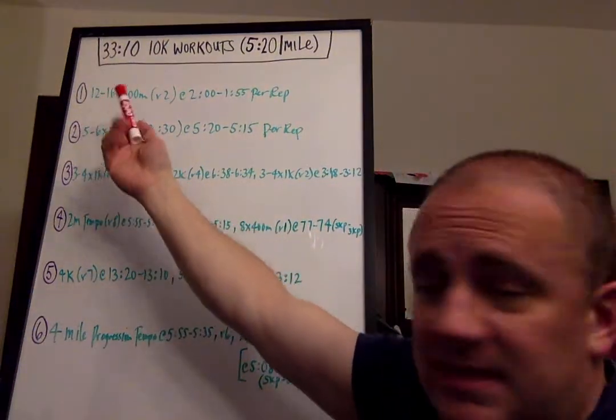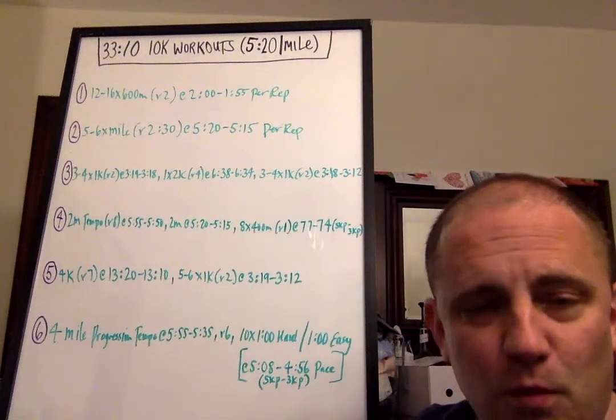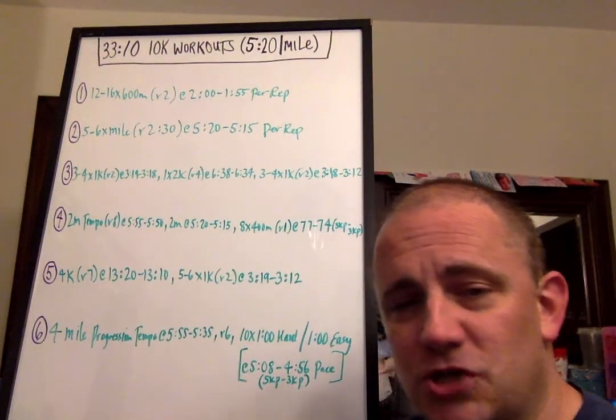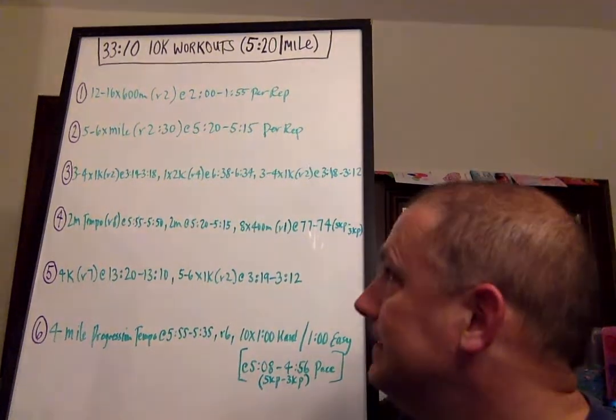So it's 12 to 16 times 600, building towards that with a 2-minute recovery. Some of your fitter, more experienced athletes might be able to do a 200-meter jog after each rep, which can be maybe a minute and a half, minute 40 or something like that.